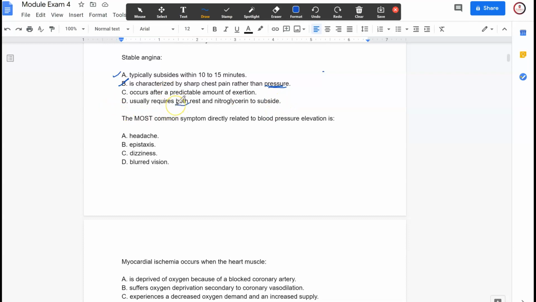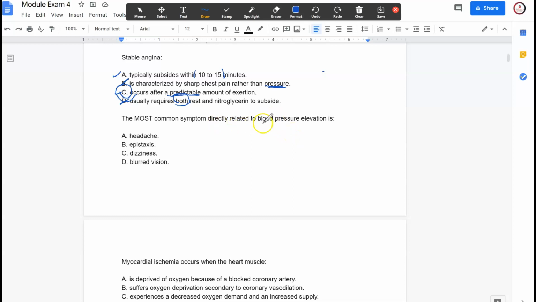This right here, the both, that's usually a good sign in a multiple choice question that that's not what you're looking for. So now you've got it down to these two, right? A and C. Typically subsides within 10 to 15 minutes or occurs after a predictable amount of exertion. It's predictable, okay? That should be your clue. Predictable, right? So 10 to 15 minutes is a nice span, but it could be longer, it could be shorter. Really, the best answer is C, occurs after a predictable amount of exertion.